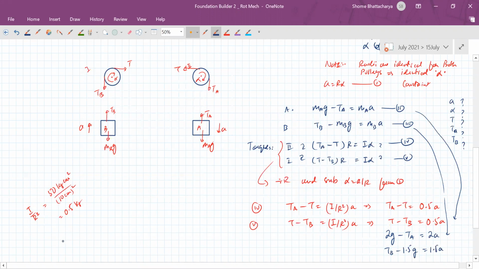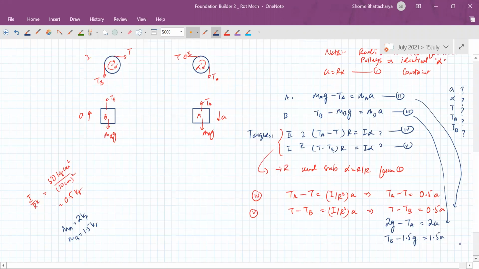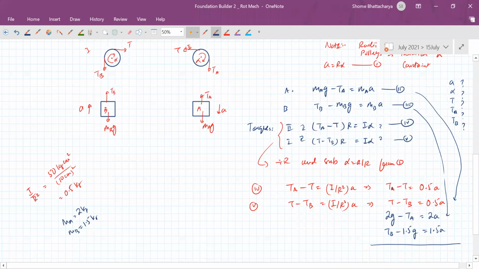Because your MA was 2 kg, your MB was 1.5 kg. So these two equations have become like this one. Now you can see if you add all these equations, you will get rid of the term involving tension. Just add these four equations. So TA cancels out. See, this and this cancels out. TB cancels out. This cancels out. And T and T cancel out. So all those things are done.